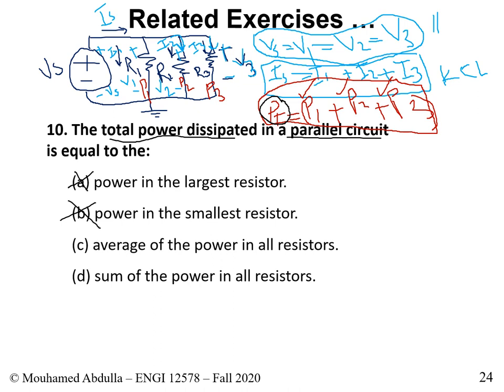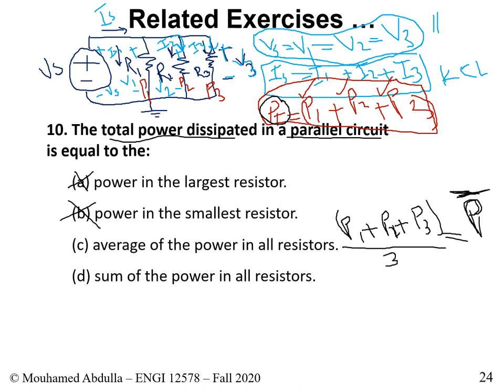It's all the resistors. Here, C, we're telling you it would be the average of the power in all resistors. So in other words, we're telling you to do the addition of the power. So you have three resistors. You would add the three powers. And then you want to find the average. So you divide by three. So here, what you're basically doing is finding the statistical expression, a P bar or the average, okay? And that's not how you find the total power. This does not equal the total power. So this would also be wrong. This is wrong. This is wrong.